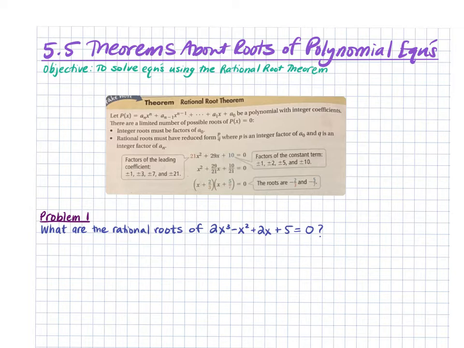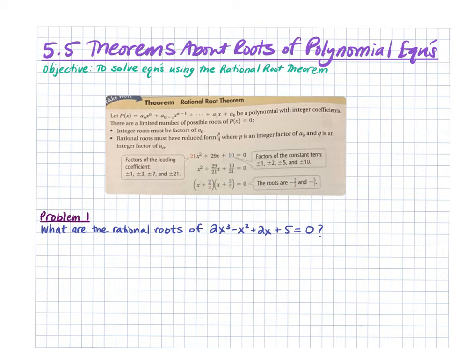Okay, so the rational root theorem says that any of the rational roots of this function, a root being where this is equal to 0, are going to be of the form p over q, where p is the integer factors of the constant, and q is the integer factors of the leading coefficient. So in this case, let's do this one. There's a lot of factors here. Let's do this one. Okay, so what are the rational roots of this?